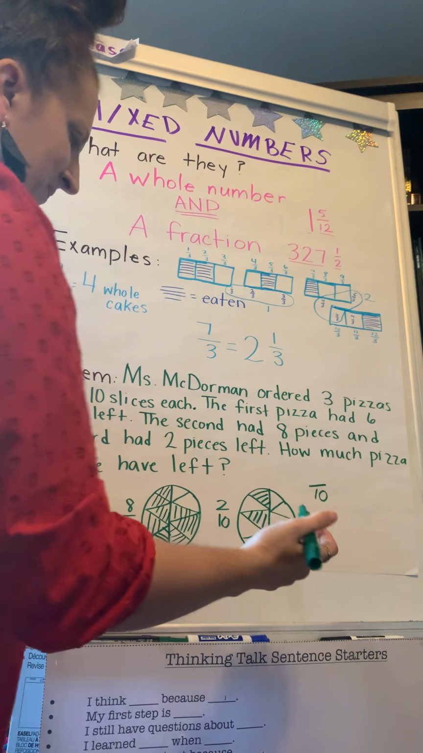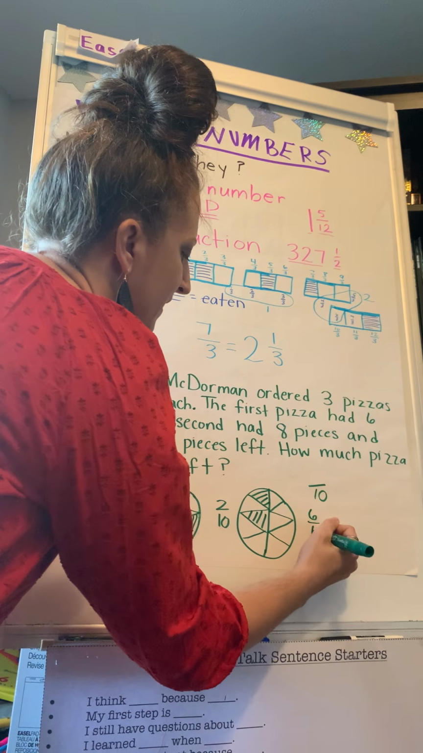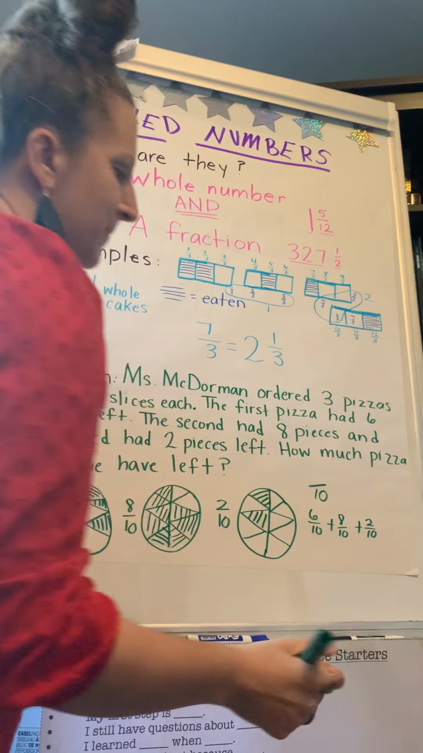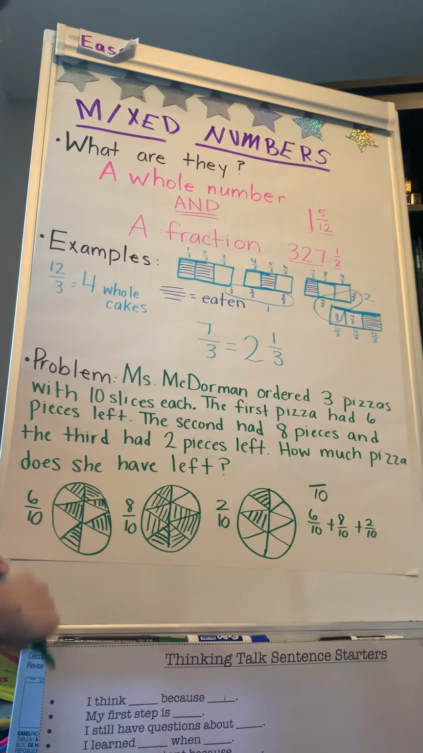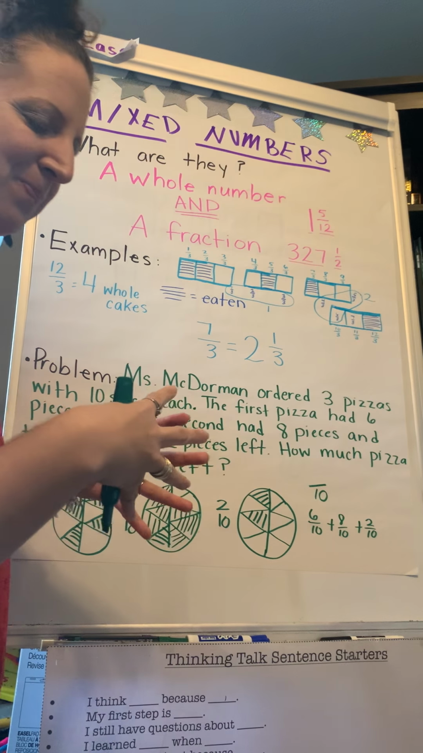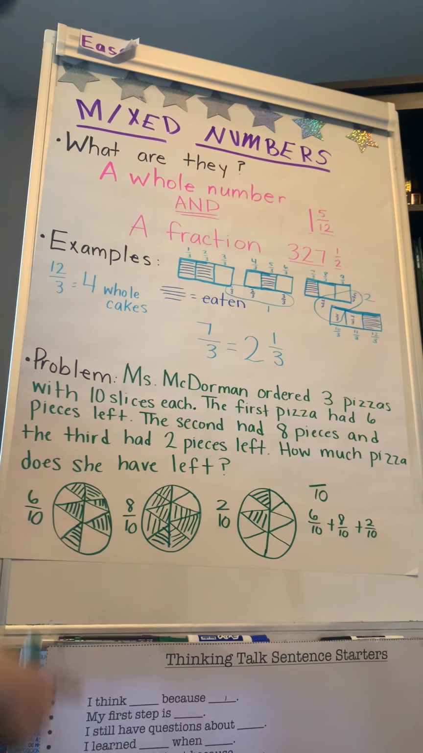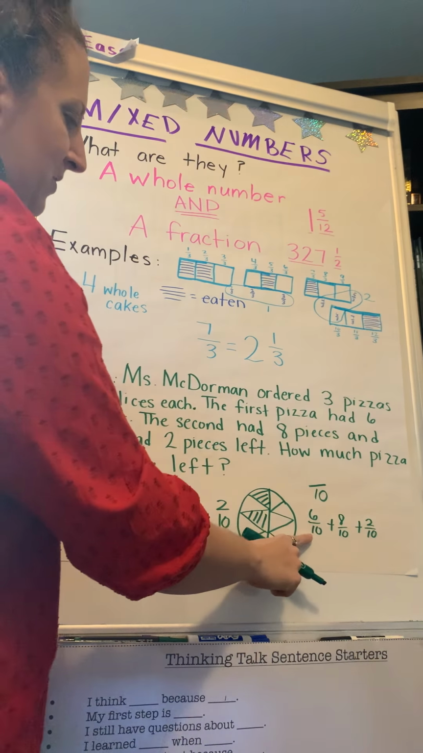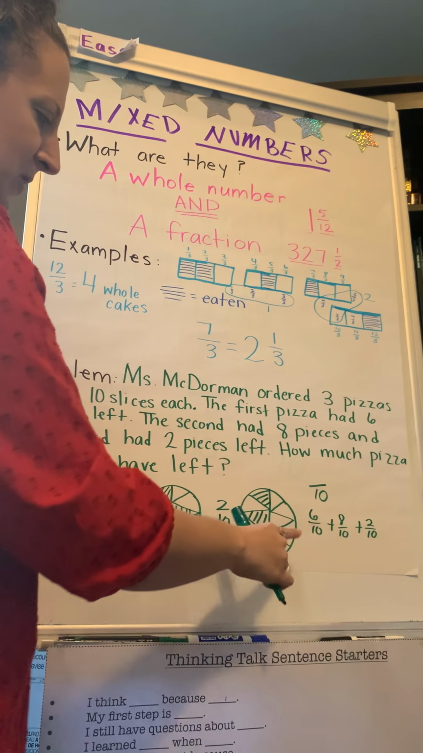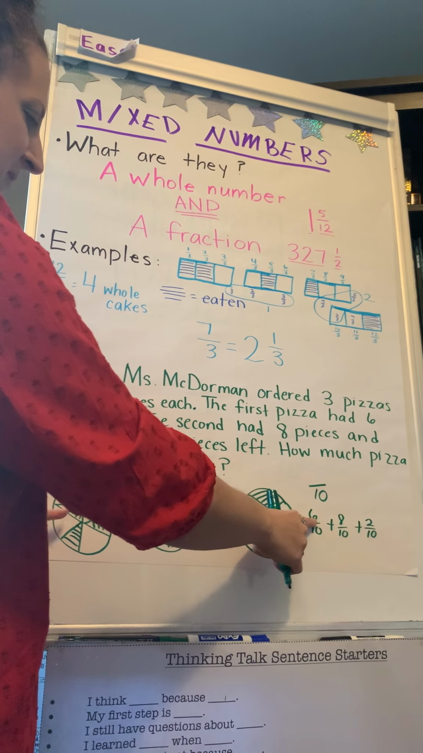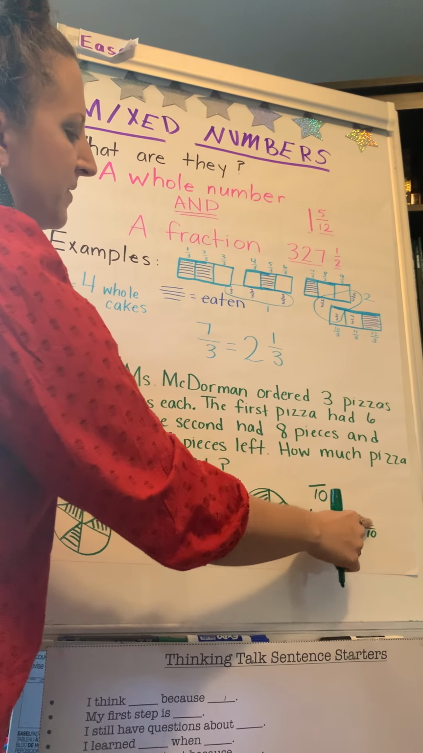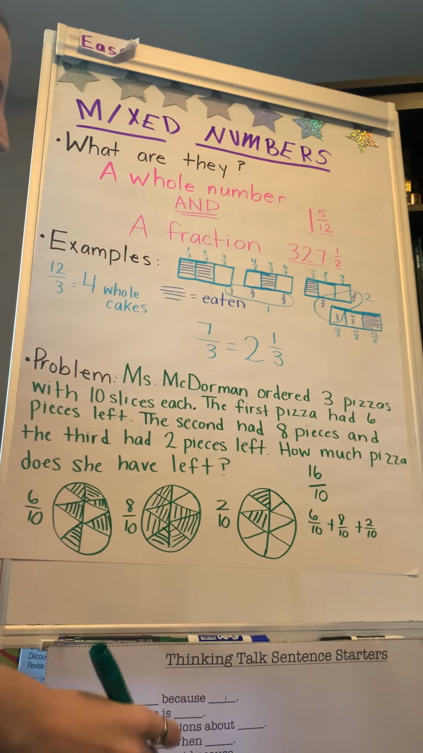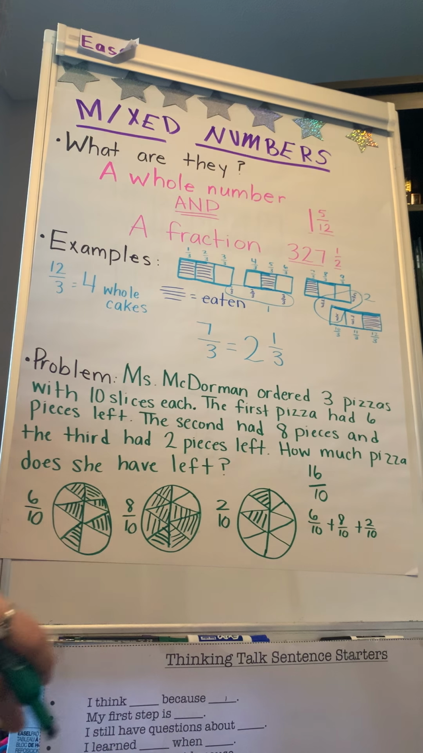We could add these up. So 6 tenths plus 8 tenths plus 2 tenths. Remember, the denominator does not change. You can't add fractions that don't have the same number of equal pieces. You'll learn about that starting in 3rd and 4th grade. But for now, we're only doing same denominators, so we're only adding our numerators. 6 pieces of pizza plus 8 pieces of pizza is 14 pieces of pizza, plus 2 more gives us 16 pieces of pizza. So we have 16 tenths of pizza left.